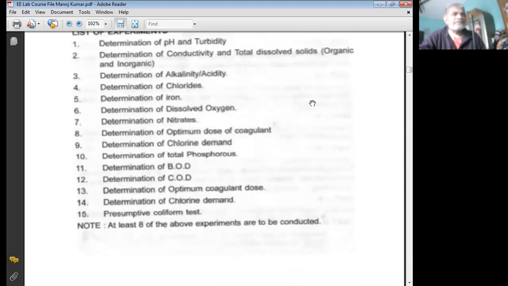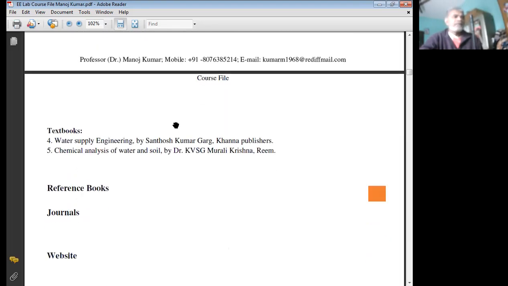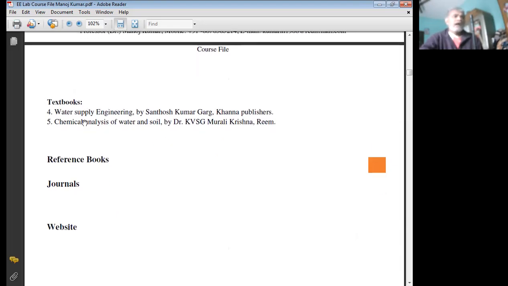Determination of dissolved oxygen. Determination of nitrates. Determination of the optimum dose of coagulant, determination of chlorine demand, determination of total phosphorus, determination of BOD, determination of COD, determination of optimum chlorine dose, and determination of chlorine demand and coliform test. And the textbooks are Water Supply Engineering by Khanna Publishers, and Chemical Analysis of Water and Soil by Murali Krishna.